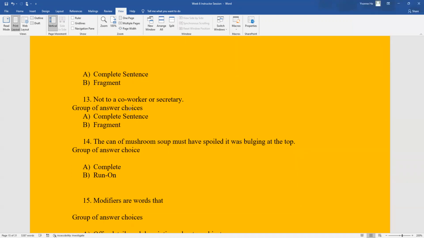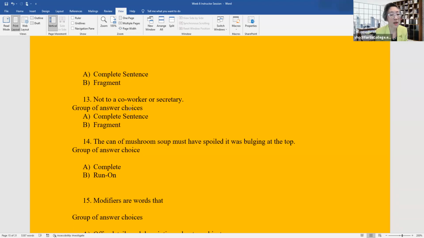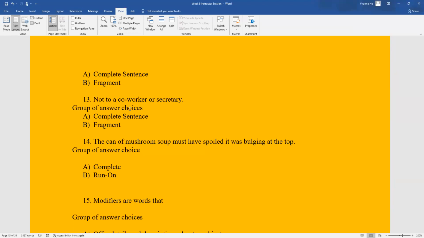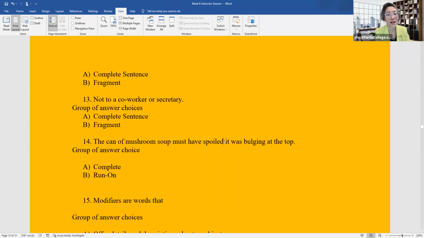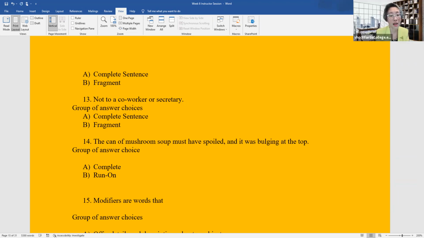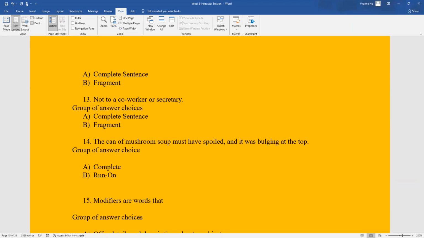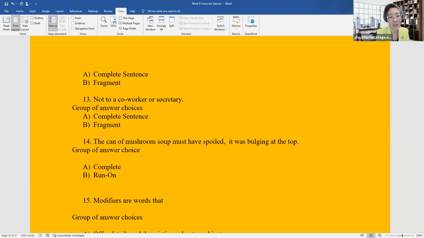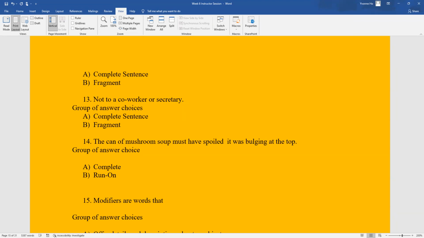The can of mushroom soup must have spoiled. It was bulging at the top. Is that a complete sentence or a run-on? Run-on. Yeah, because you need to put either a comma or a period here, or you could go like this: and it was bulging at the top. And then what kind of sentence does this become? Simple, compound, or complex? Compound. Excellent. Yes, it becomes compound. So here it just becomes run-on. Okay.